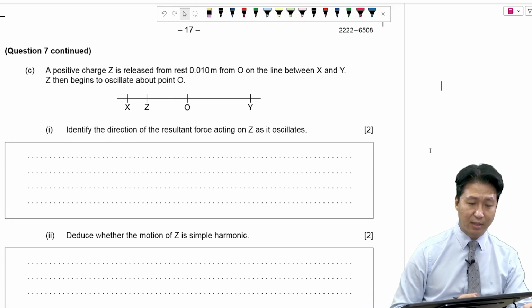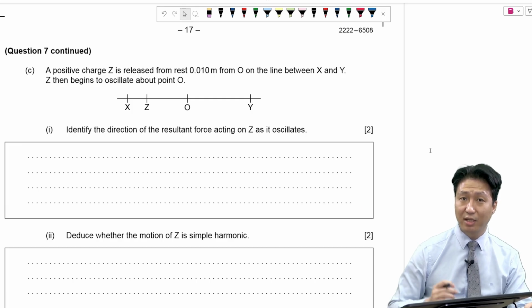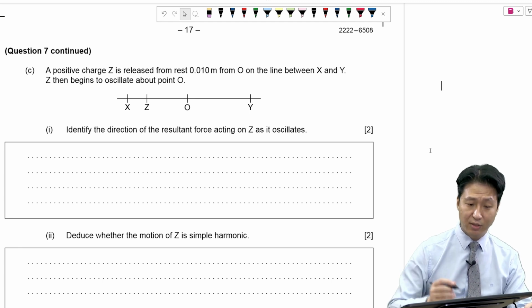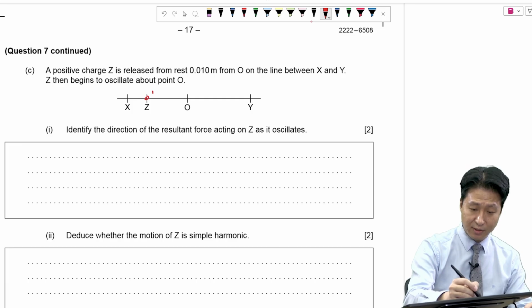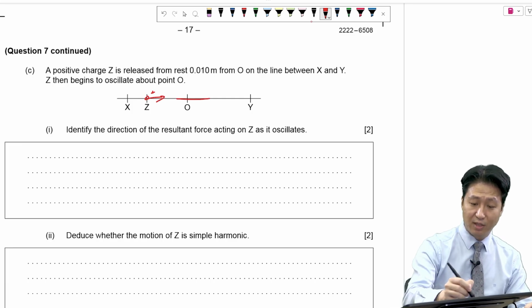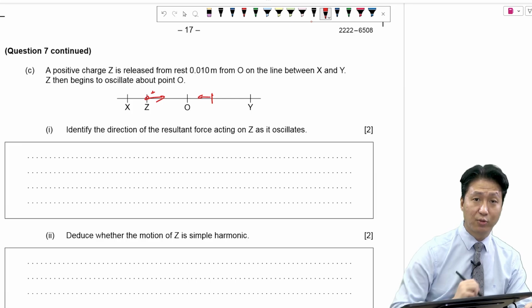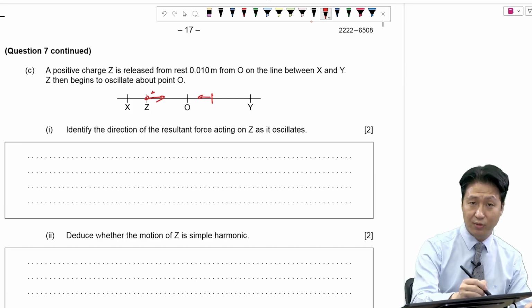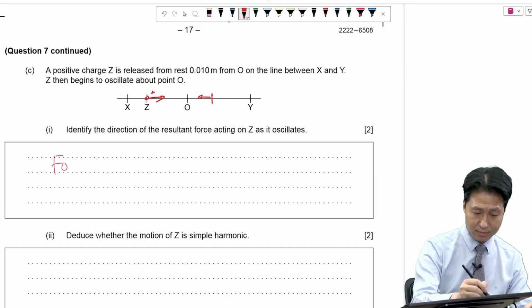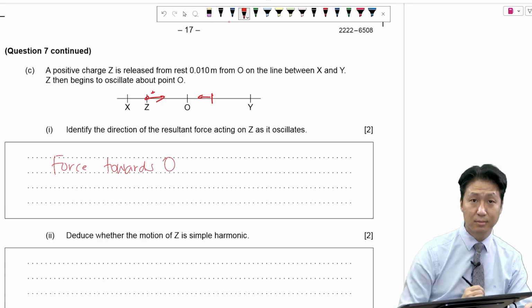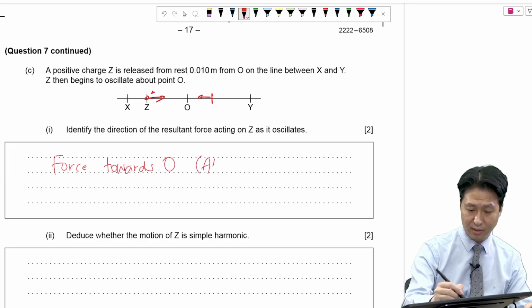Part C, a positive charge Z is released from rest 0.10 meters from the origin, on the line between X and Y. Z then begins to oscillate about point O. Identify the direction of the resultant force acting on Z as it oscillates. So from here, it's being pushed towards O. And if it's on the other side, it will also be pushed towards O because it's oscillating. The force will always be towards O, as always.